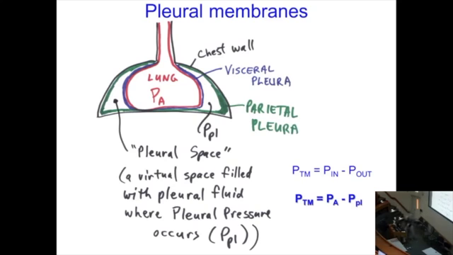Okay, so one final thing about the pleural pressure. The lung has elastic recoil, and it's always pulling inward away from the chest wall. And as a result, the pleural pressure is always more negative than the alveolar pressure. So the chest wall is there, the lungs are contracting, their elastic recoil is pulling them away, and so the pleural pressure is always lower than alveolar pressure.